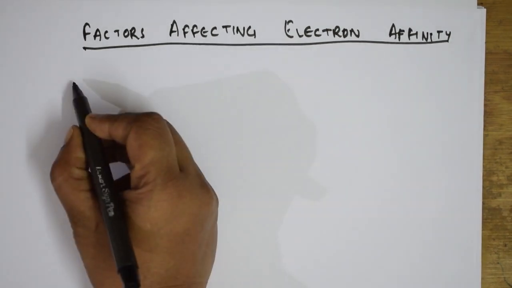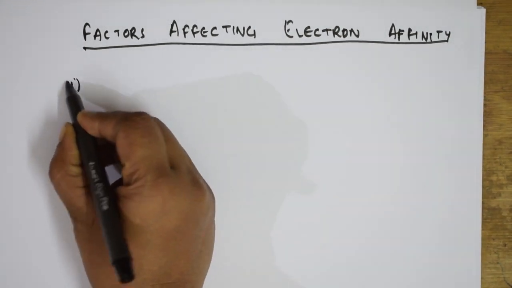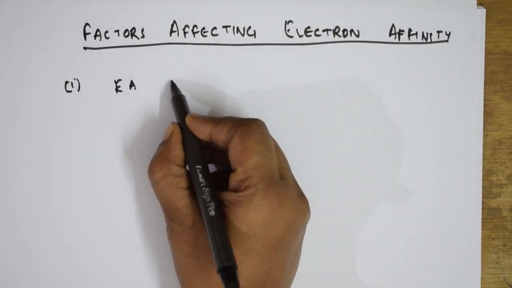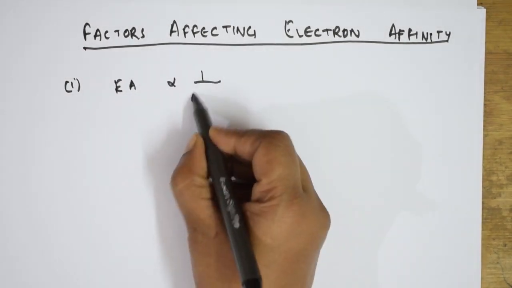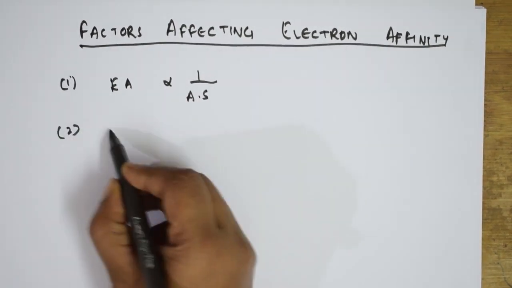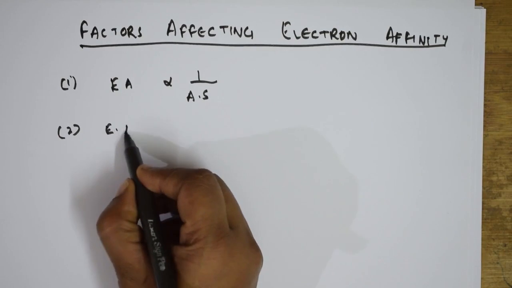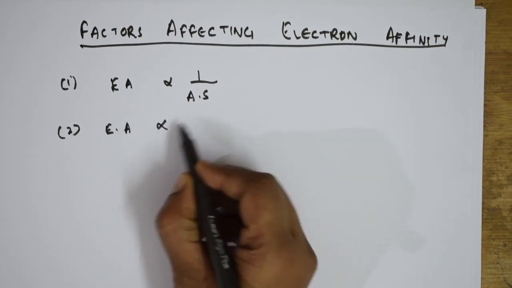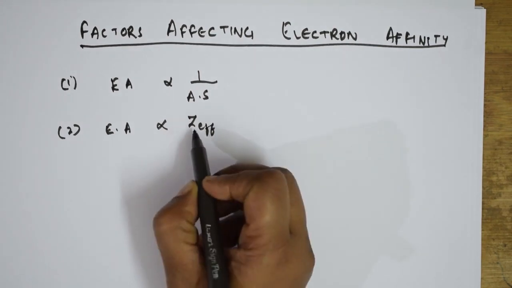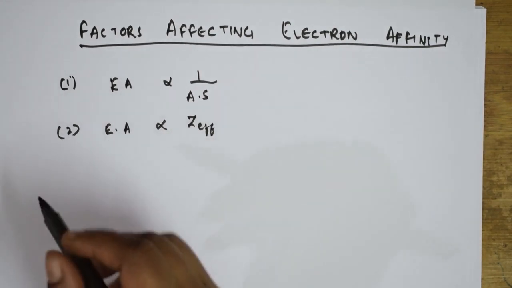Right. The first factor affecting the electron affinity, just remember these tricks, very important. Electron affinity is inversely related to atomic size. Next important factor, which I've already explained in the tricks of the inorganic series: electron affinity is directly proportional to Z effective, that is effective nuclear charge. If this is more, the value also will be more.